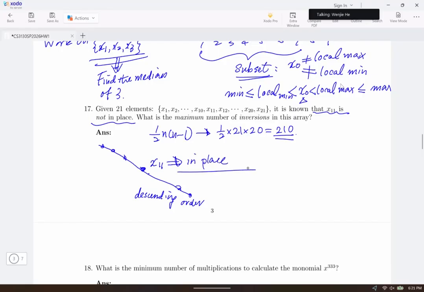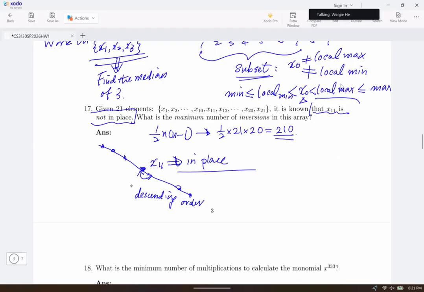Yeah. It is in place. The subscript of 11 is supposed to be at position 11, right? The middle one. So it is in place, but the condition does not allow us to put X11 in the middle. In order to take care of this condition, we need to swap this X11 out of the order, right? So do one adjacent swap.